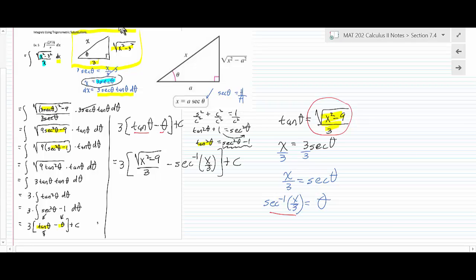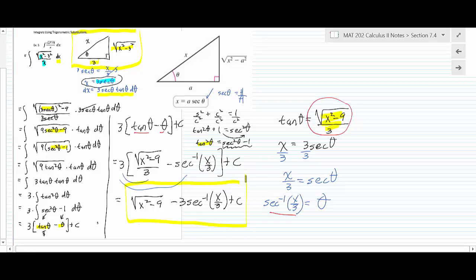There's one other thing you could do. If you look at this, you probably want to distribute the 3 through there, because that'll cancel a 3 out. So let's do one more step and write the final answer as square root of x squared minus 9, with those canceling, and then minus 3 inverse secant x over 3 plus c. Okay, so that's it. A lot of work, but it's not too bad, though. The key is getting all those substitutions put together.